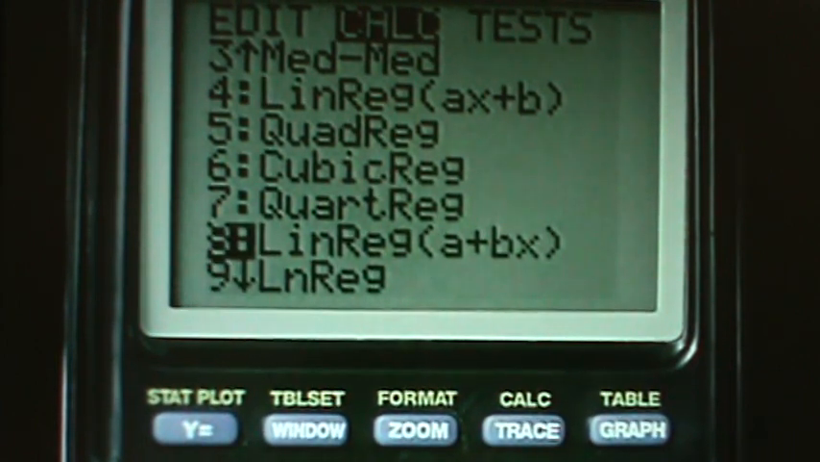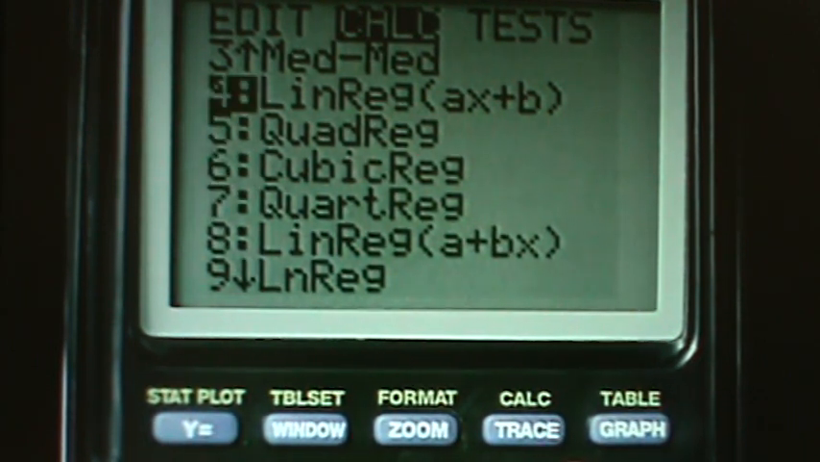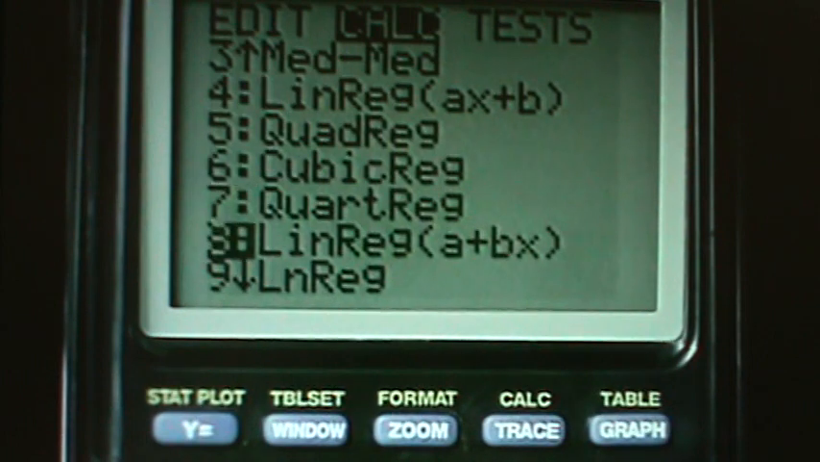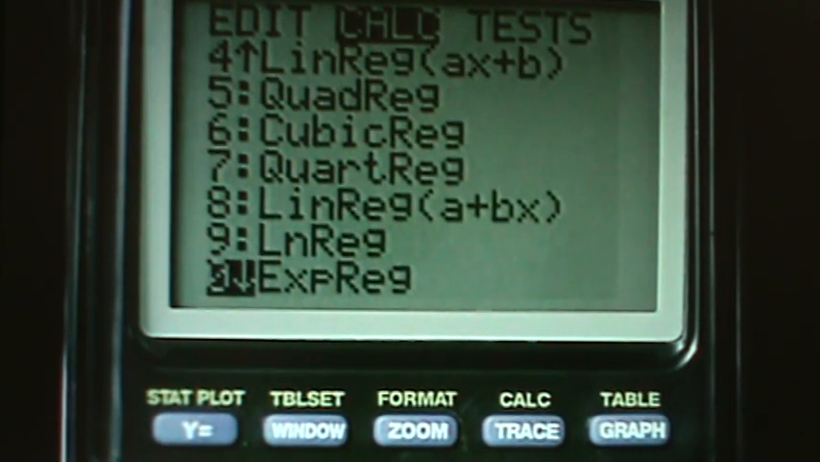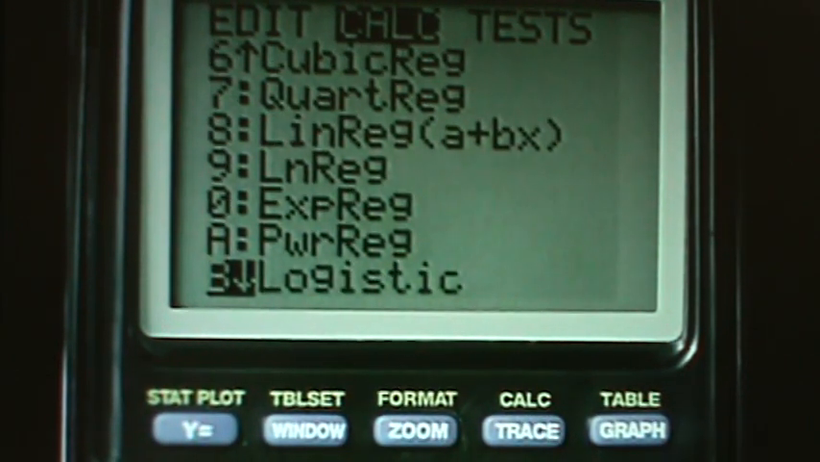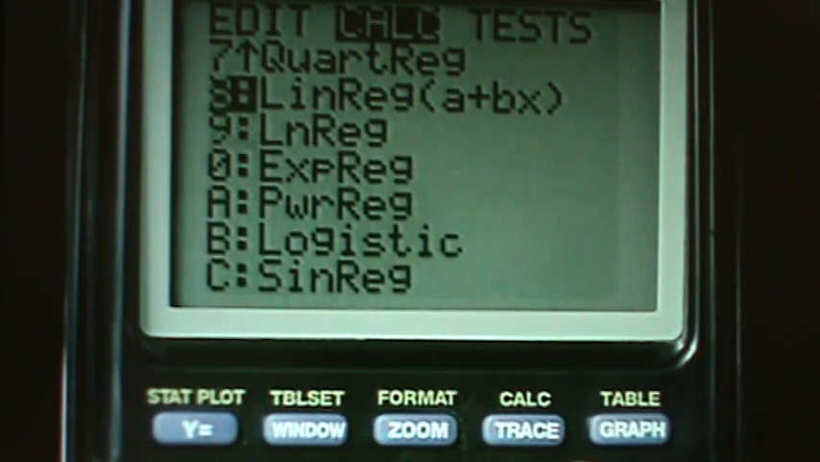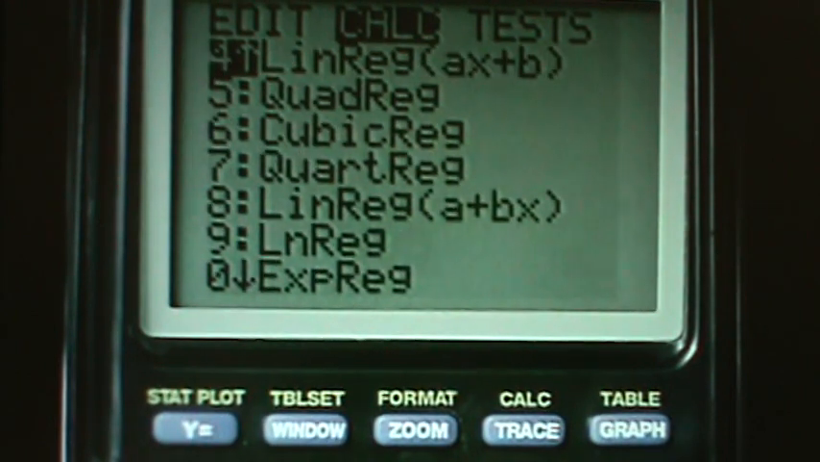Now this linear regression is in the form a plus bx, and we noticed that earlier on the board that I mentioned that idea, and this one is in the form ax plus b. Here's an LN regression, which is a natural logarithmic regression, and an exponential regression. We also have available a power regression and a logistic kind of curve regression. But oh, and here's another one, a sine regression, which we may get to at another time in this text. But let's go back up and let's perform a linear regression. Let's do this first linear regression.